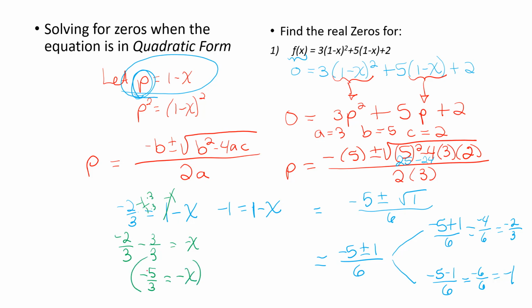And then if you multiply the whole thing by negative 1, we find that x is 5/3. That's our first 0, which would be an x-intercept of 5/3, 0. On the second one, if I subtract 1 from both sides, I get negative 2 equals negative x. Then let's multiply everything by negative 1 to get a positive x. So we get 2 equals x. So our second 0 would be 2, which would be the x-intercept of 2, 0.